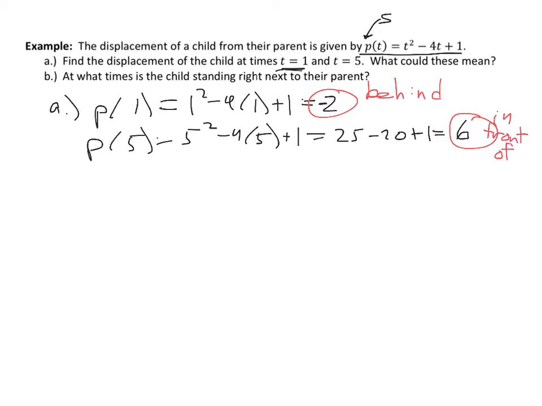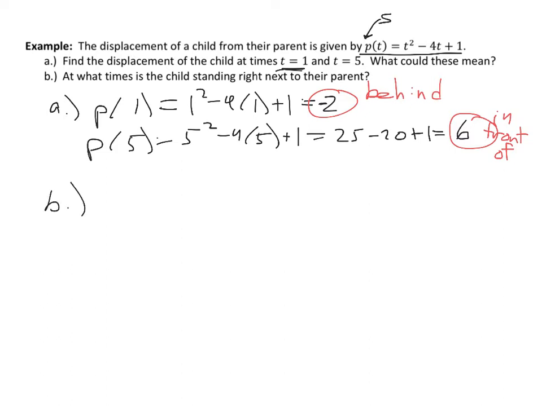whereas this could be 6 units, meters, feet, whatever they are, in front of. It's common for negative to represent behind, or before, or below, but I didn't think that we were displacing a child down into the ground and then back up. That just seems troublesome. So just be aware when you have a position that's negative, it probably means behind or backward or something like that.